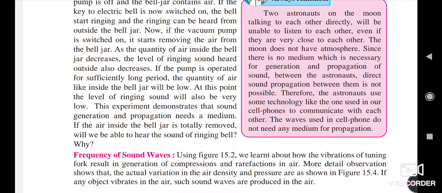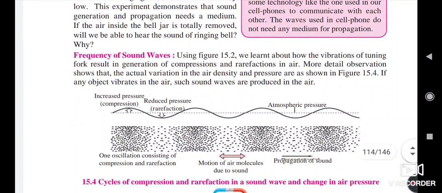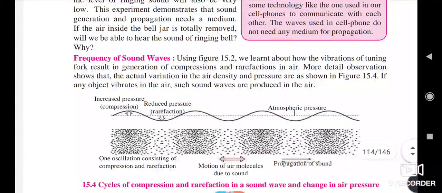The next point is the frequency of sound waves. Using figure 15.2, we learn how vibrations of a tuning fork result in the generation of compressions and rarefactions in air. More detailed observations show that the actual variations in air density and pressure are as shown in figure 15.4.